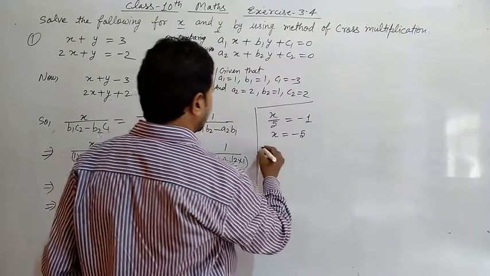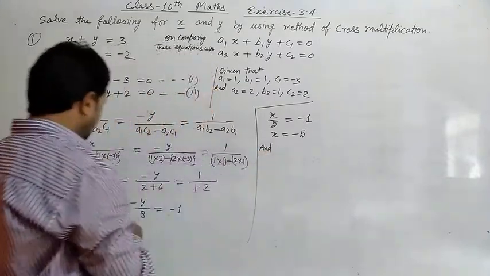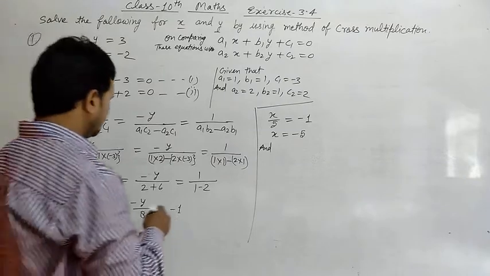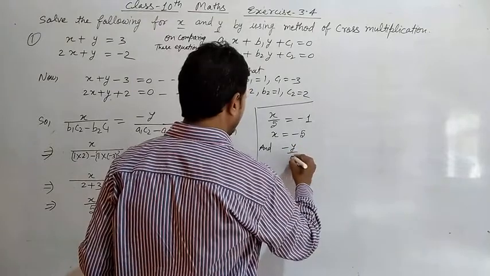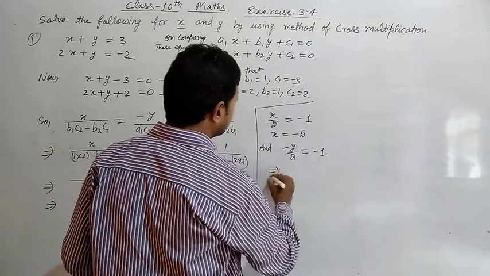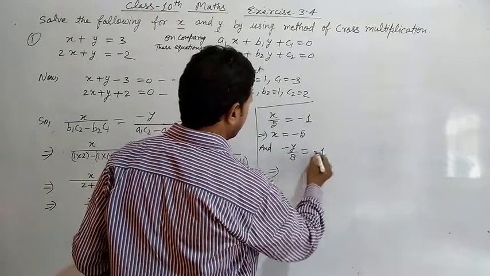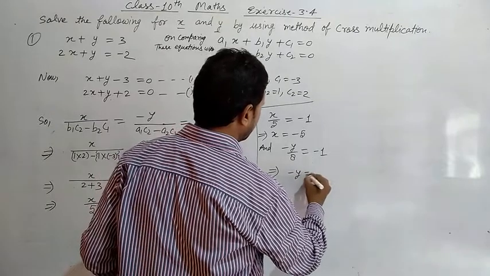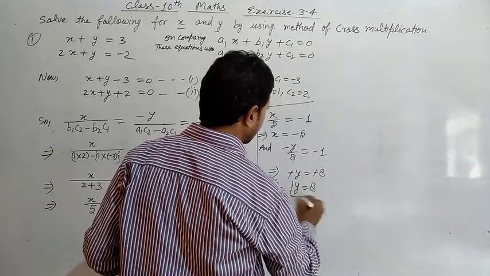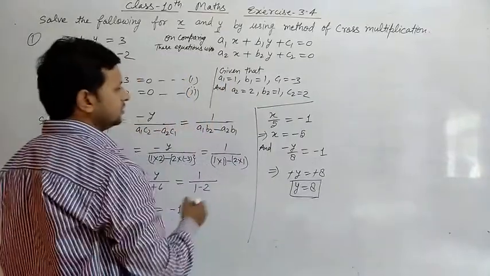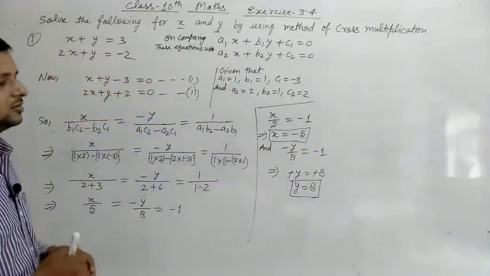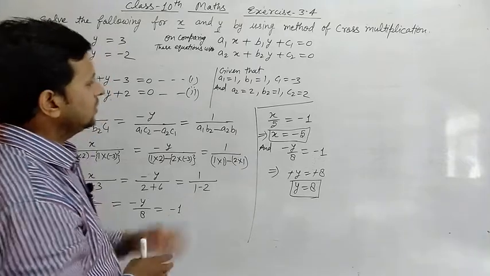It's right. Again minus y upon 8. We compare minus y upon 8 with minus 1 here. Minus y upon 8 is equal to minus 1. So we get 8 times 1, 8. Minus y is equal to minus 8, minus cancels out, y is equal to 8. So in this way we find this answer. Means x is equal to minus 5 and y is equal to 8. It's right. It is our answer.